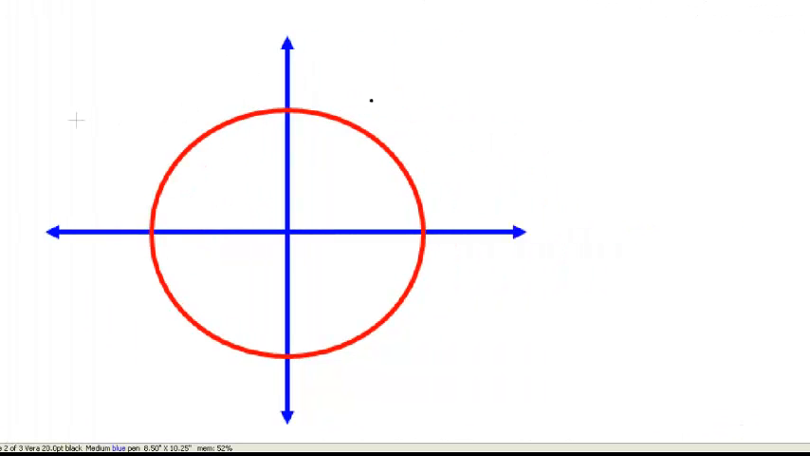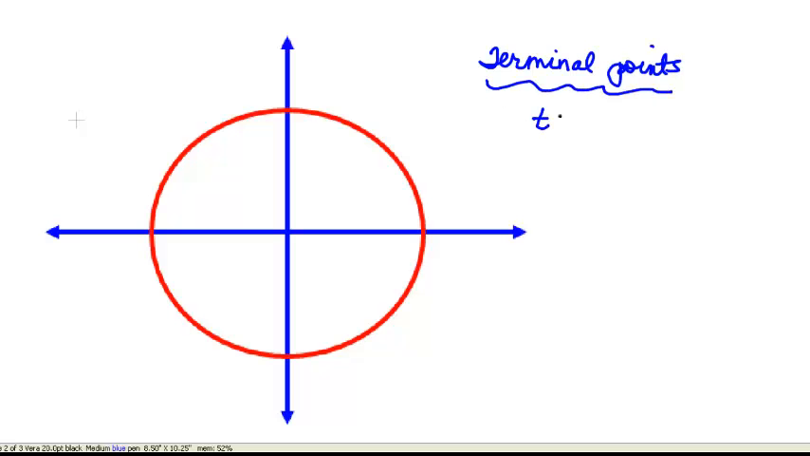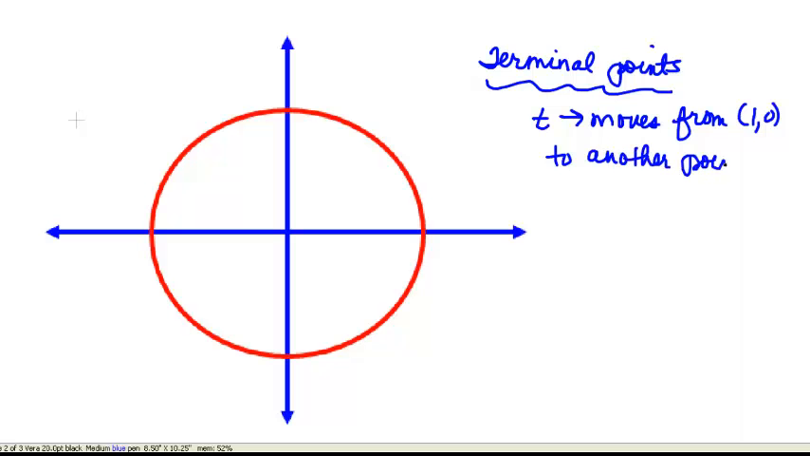Okay, now let's talk about terminal points. When we talk about terminal points, we're going to think about a point T that moves from 1, 0 to another point x, y. And we want to think about what is the distance that they've moved, and what is that point x, y.